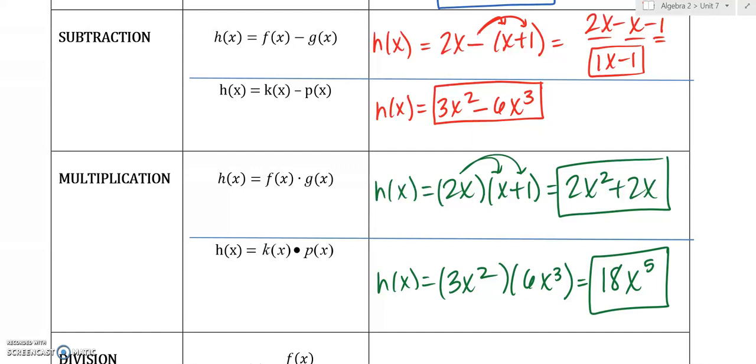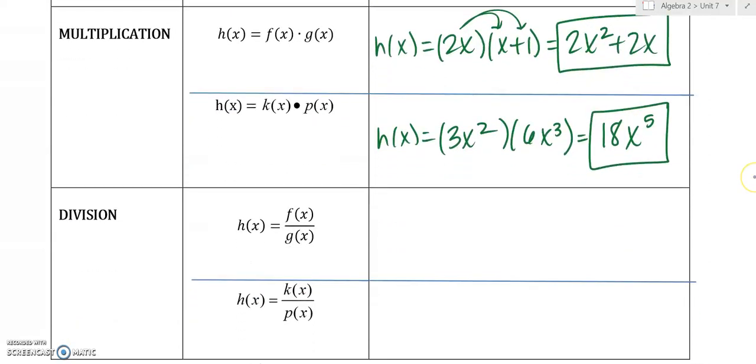Okay, my next function operation is division. So I take one divided by the other. So I have h of x is equal to f of x, which is 2x, and I divide it by g of x, which is x plus 1. In this case, I cannot break up the x plus 1 in the bottom. It's like a package deal. So in this case, I can't go any further. That's it, one over the other.